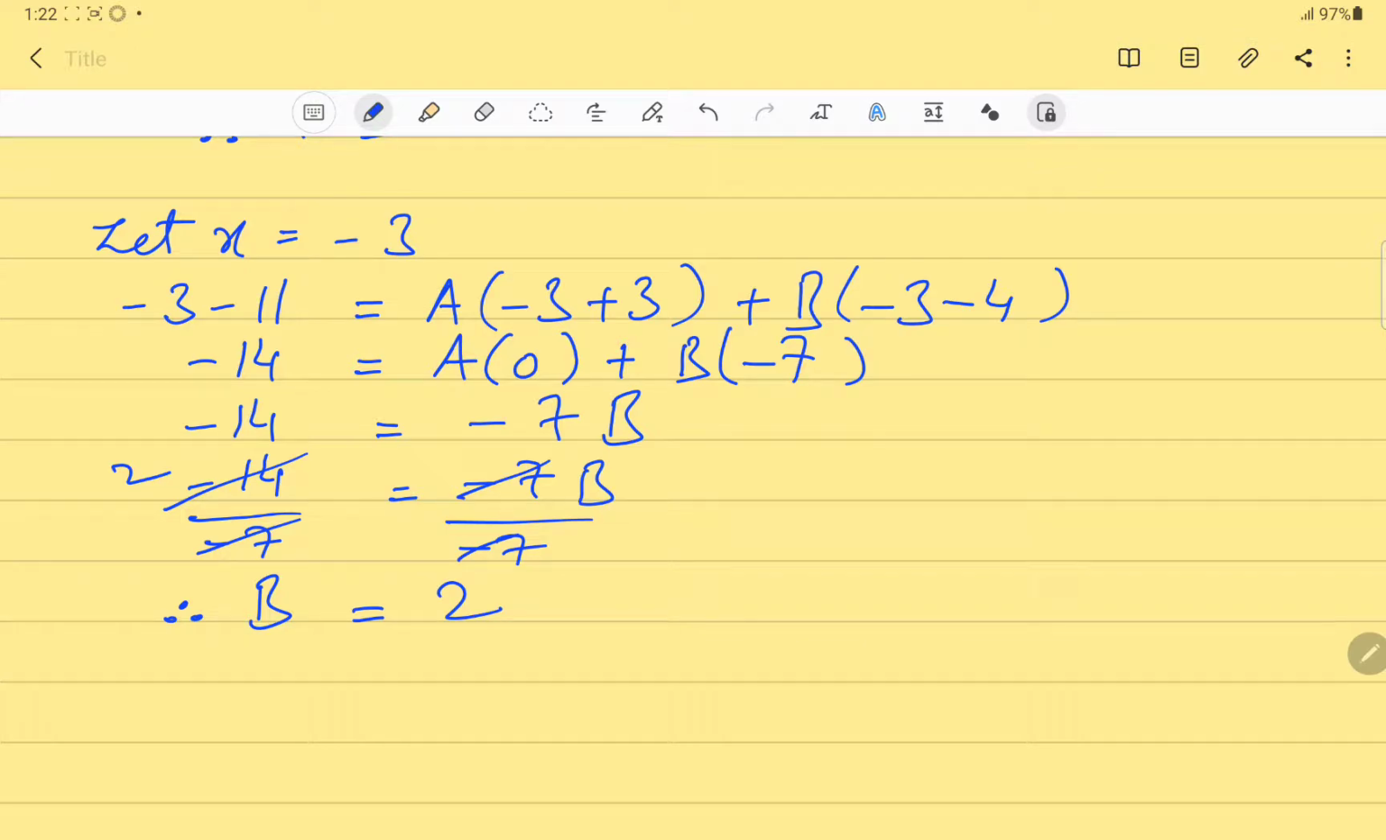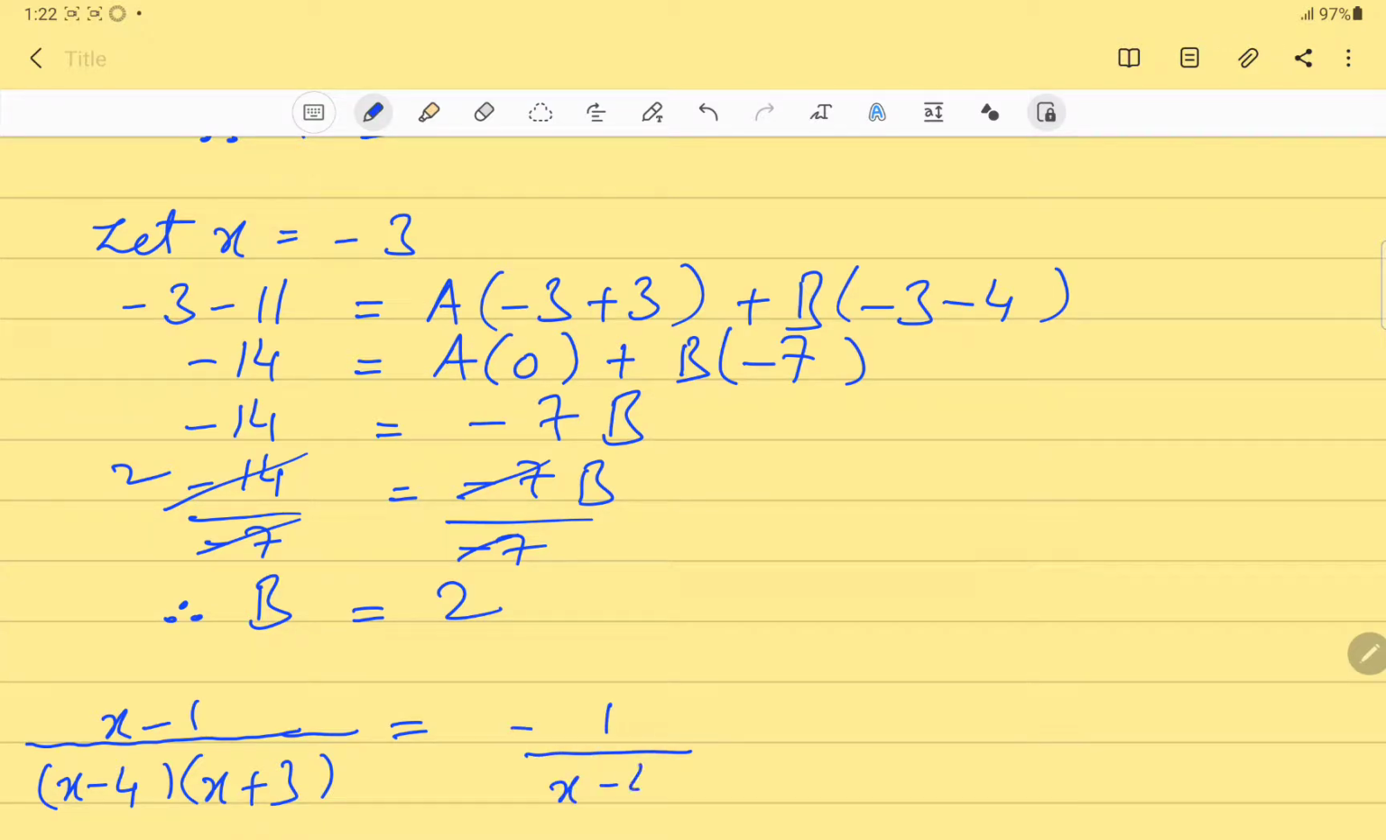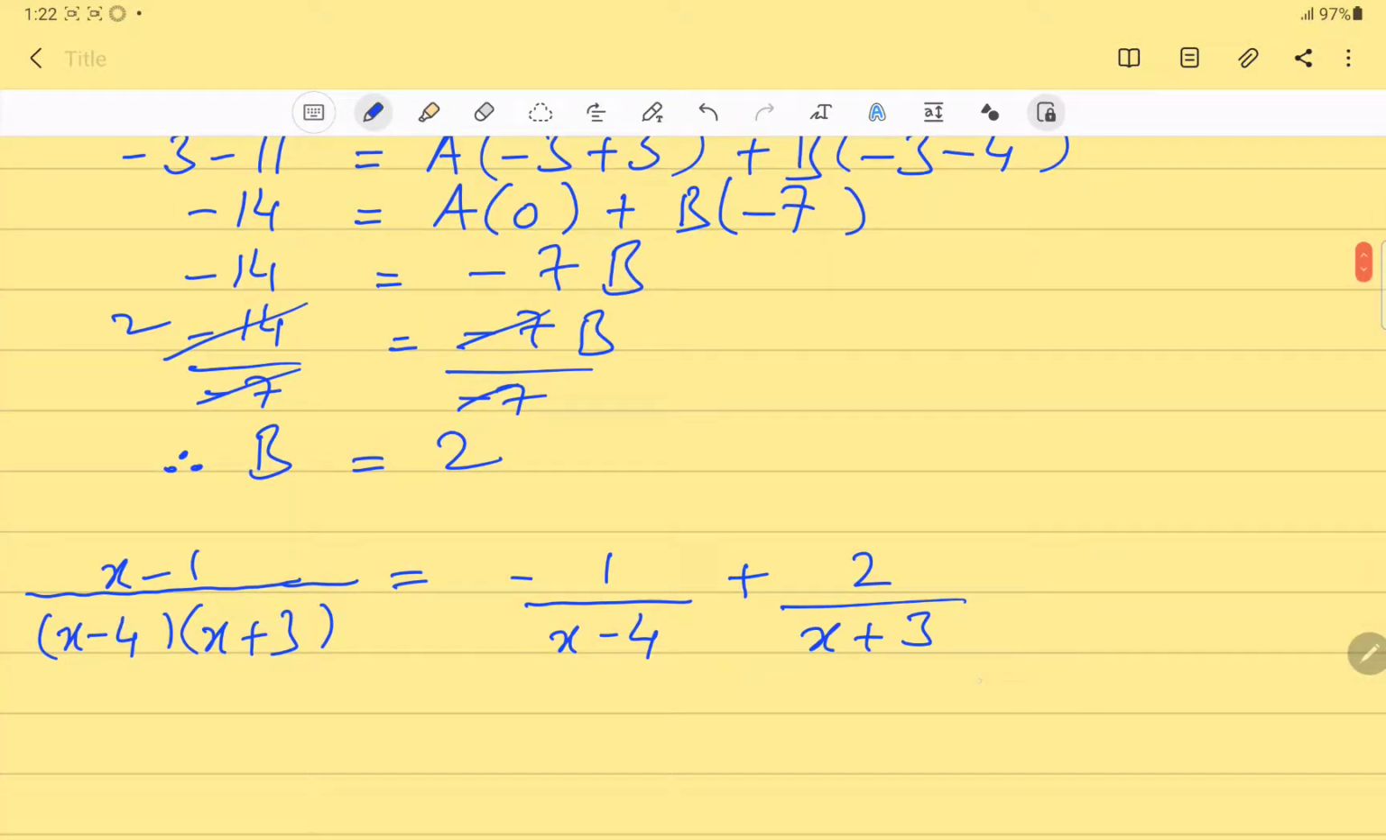Now we can write our partial fractions. x minus 1 over x minus 4 into x plus 3 is equal to -1 over x minus 4 plus 2 over x plus 3, which is the answer of our question.